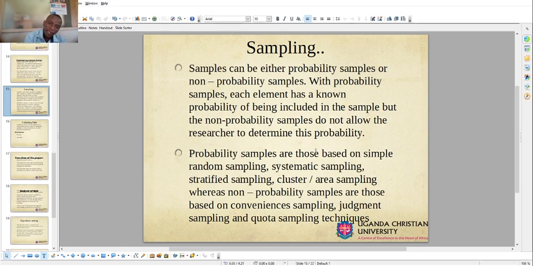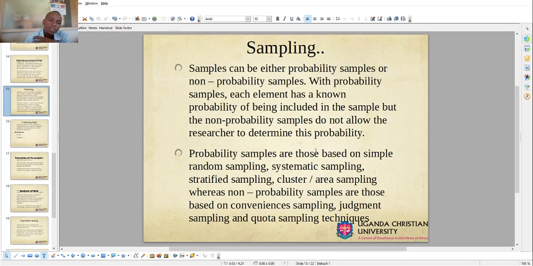Okay, so the non-probability techniques are those whereby not all elements have a chance to be selected. So they are biased, they deny some elements a chance to be selected. One I can talk about is snowballing as a non-probability technique. With snowballing, one element gives you to the other. You get one element, and that will lead you to the other.